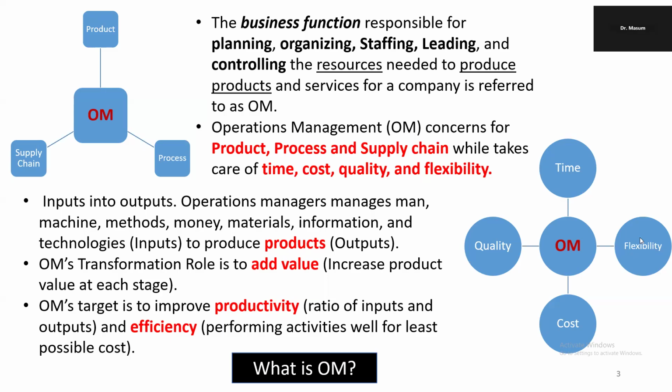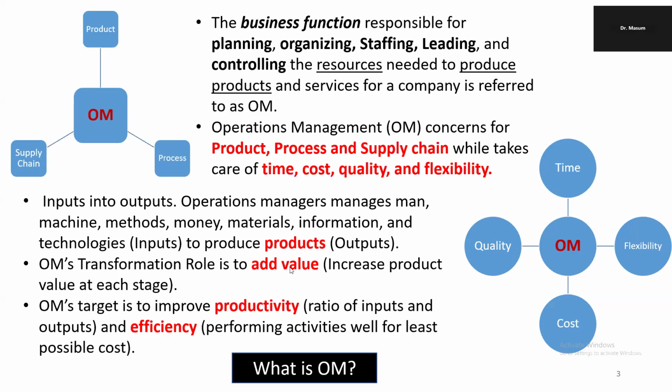Sometimes we say cushion capacity. That means when you are designing capacity, you are keeping some extra capacity, and the extra capacity is known as cushion capacity. So in case of emergency, you can use that cushion capacity to meet the emergency. It is also referred to as flexibility.